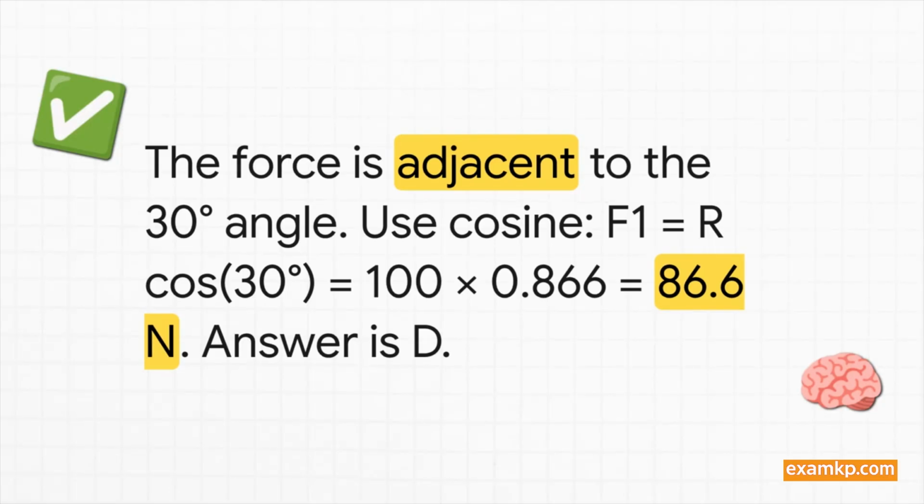And once you've got that triangle drawn, you're basically home free. It's just simple trigonometry. The force we're looking for is adjacent to that 30-degree angle, so we use cosine. Hypotenuse times cos 30. So, 100 times cos 30 gives you 86.6 newtons. Answer, D. Just like that.